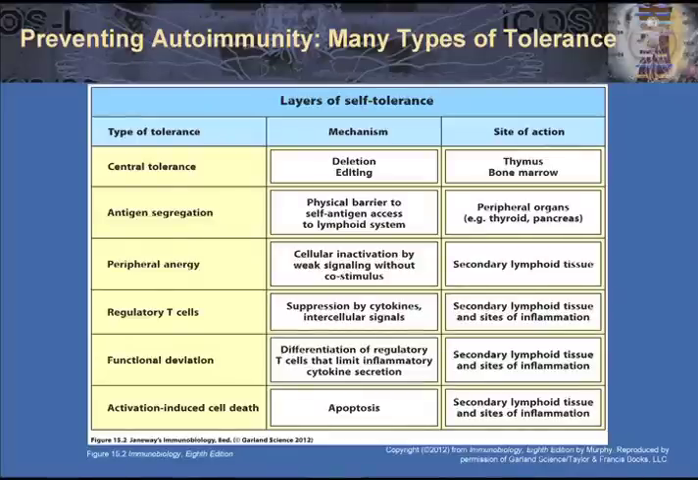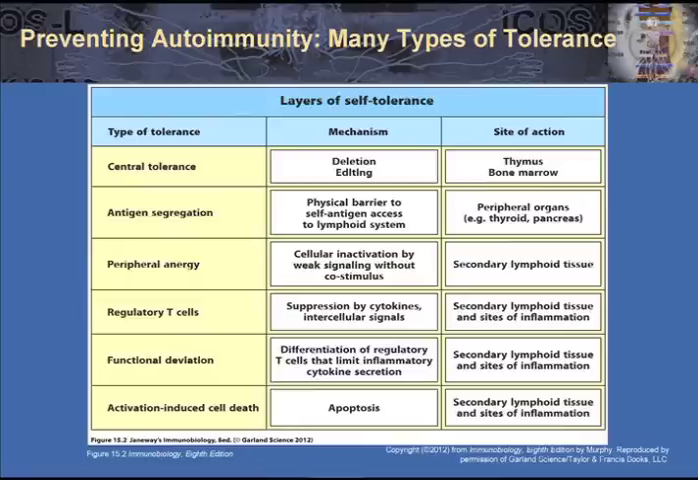One, we have the central tolerance, which you talked about at the top. That's deletion or editing, and that occurs in the thymus or bone marrow for both B cells and T cells. We're going to focus on T cells. Antigen segregation. Antigens, like in the brain, are kept physically distinct away from the immune system. Peripheral anergy, cellular inactivation by weak stimuli. That is, if an antigen is presented to a T cell without a good co-stimulatory interaction between CD28 and B7-1 and B7-2, CD80 or 86, you don't get an immune response.